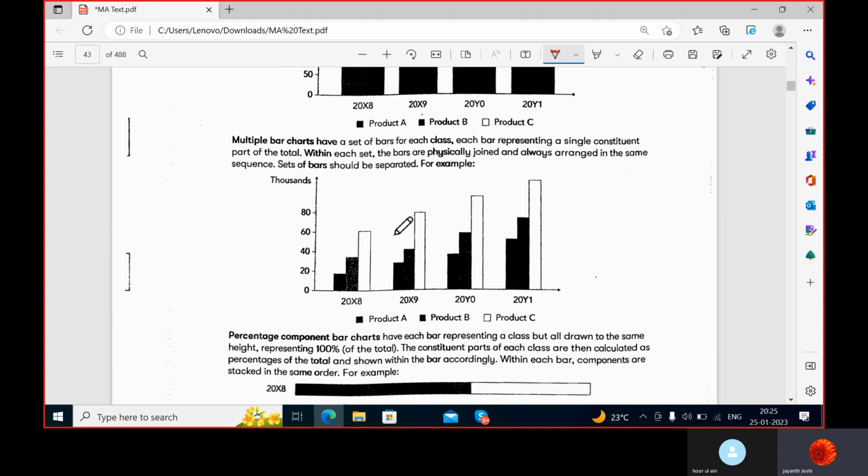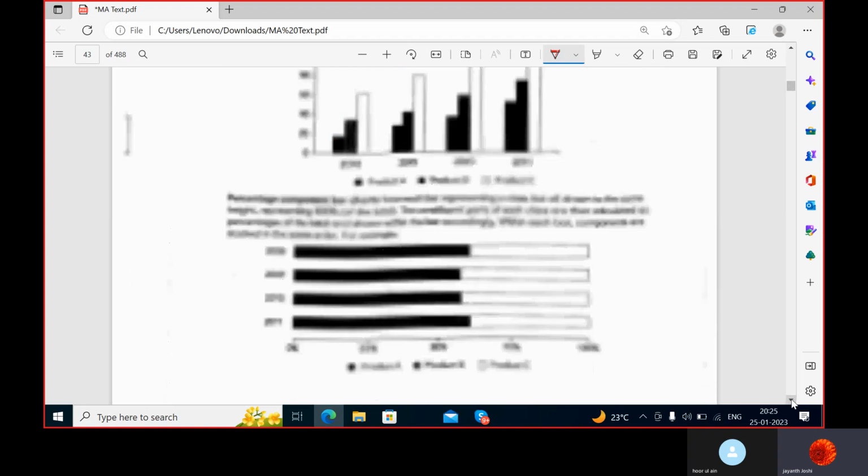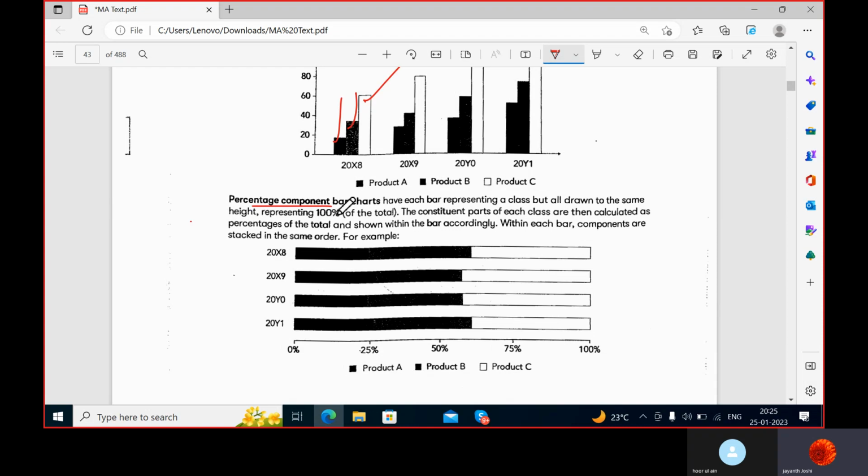Multiple bar charts. You can make multiple bar charts with different figures. You put this as hollow, this one green color, this one yellow color, anything you can put. That means representation of data in any way. And then percentage component bar chart. You know, a percentage will always be in the form of 100. So this is 100% and this shows all the percentages of the data. So here it comes more than 50, less than this one, whatever the bar is. All the data is less than 75%. Can we say that? Yes.